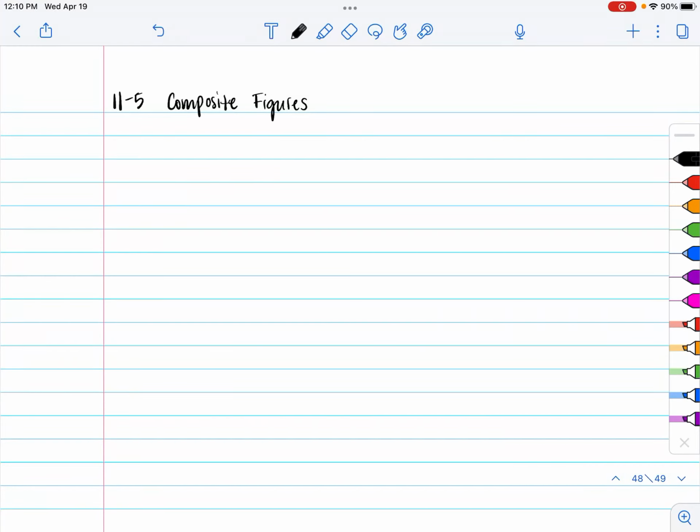Hello, and welcome to our fifth and final section of Chapter 11 of our area chapter. Today we are going to talk about composite figures.